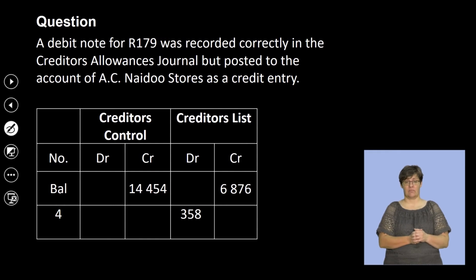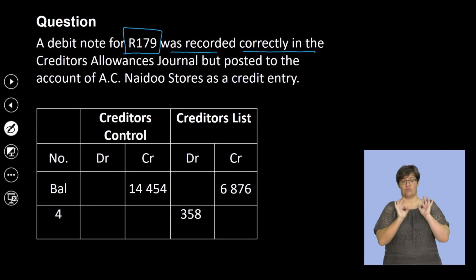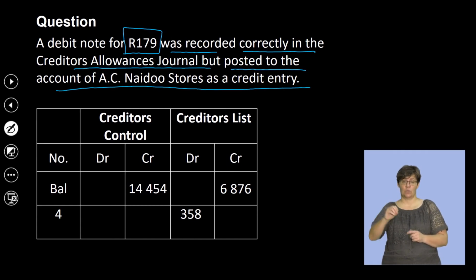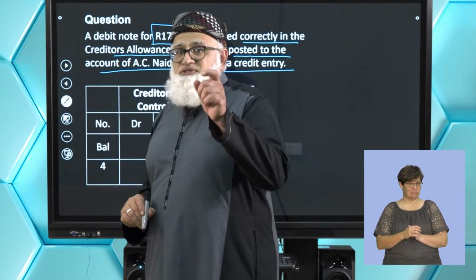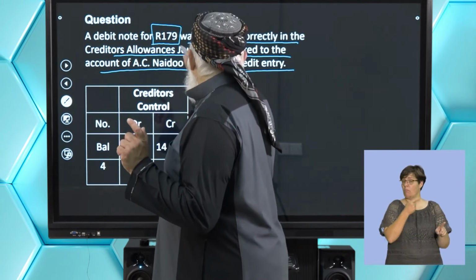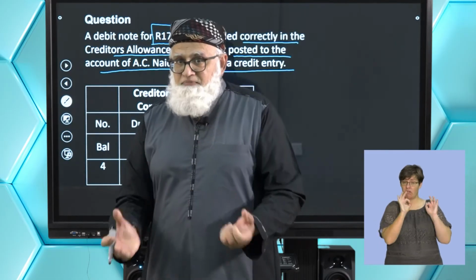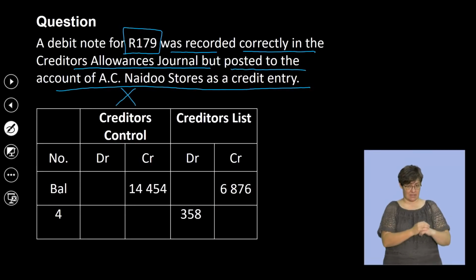A debit note for 179 was recorded correctly in the creditors allowances journal but posted to the account of AC Naidu stores as a credit entry. Right. Interesting one. There was a debit note that was recorded correctly. The journal is correct. If your journal is correct, that means you don't touch the control at all. Where do you go and work? In the individual account, which is in my creditors list.